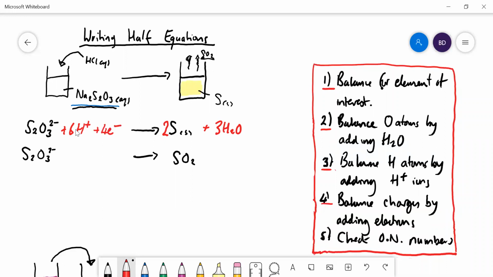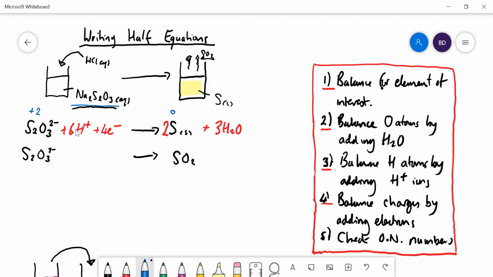That's step 4. We check our oxidation numbers. Oxidation number of sulfur in thiosulfate is +2, and in sulfur, the element, it's going to be 0. So it has been reduced, and it's gained electrons, so that's good. And each sulfur is going to gain 2 electrons because it's gone from +2 to 0, and that's 4, so that's all right. That's good. Okay, let's do the next bit then. So the other thiosulfate is going to go to SO2.